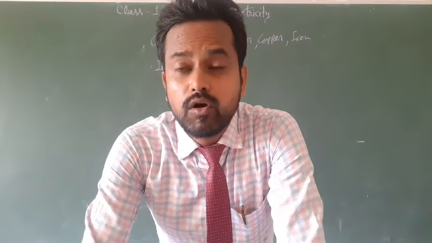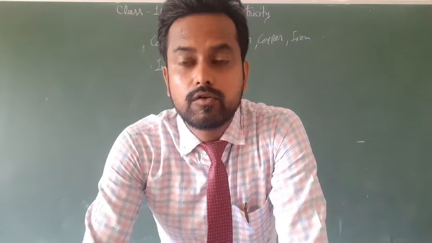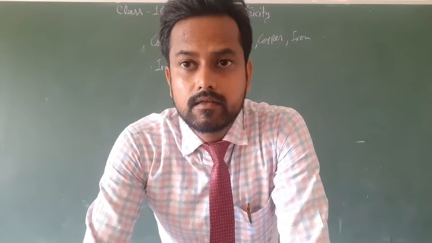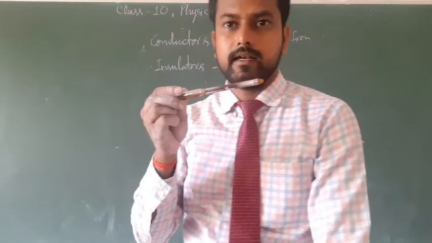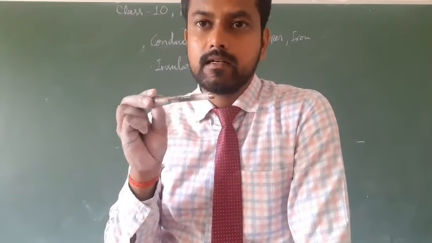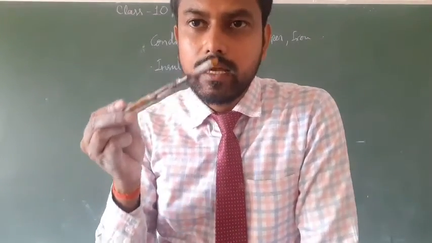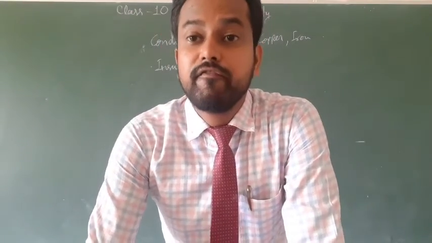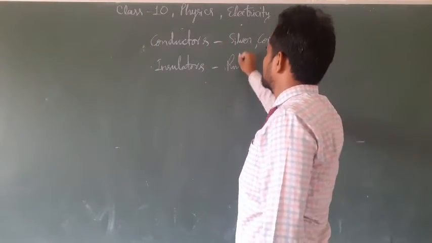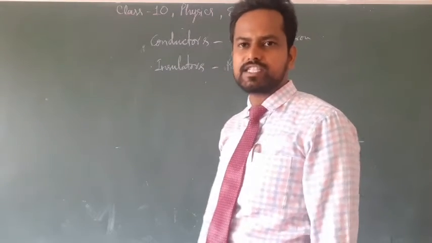Now, insulators. Materials which do not allow current to flow are called insulators. For example, this pen. This pen does not allow electricity to flow in it. That's why this is called an insulator. Insulators have infinitely high resistance. For example, rubber, wood, plastic, etc.